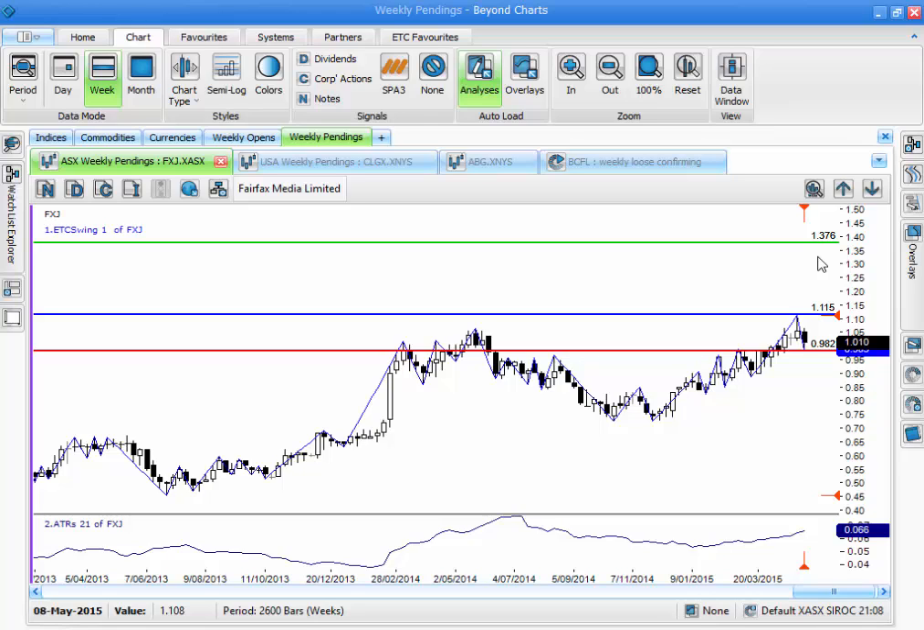137.60. So why have I got 137.60 there rather than $1.50? Well, that just happens to coincide with a previous long-term peak. So those of you who are looking to scale out and use those points at which to take some profits, I've just highlighted that for you so you know whereabouts that is.